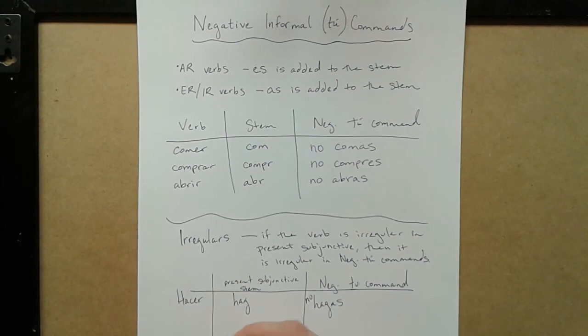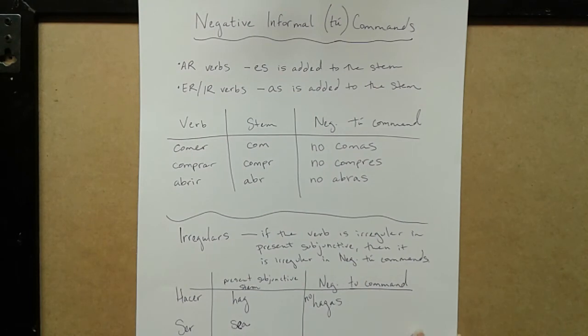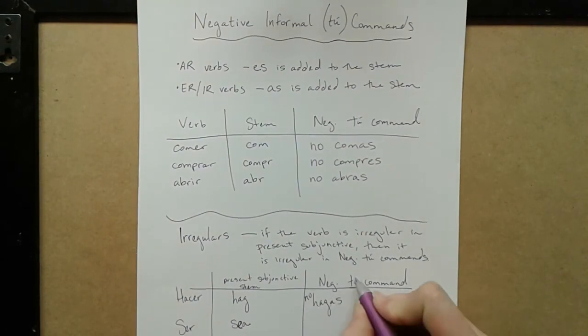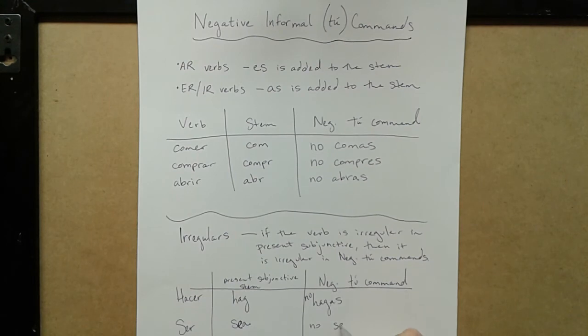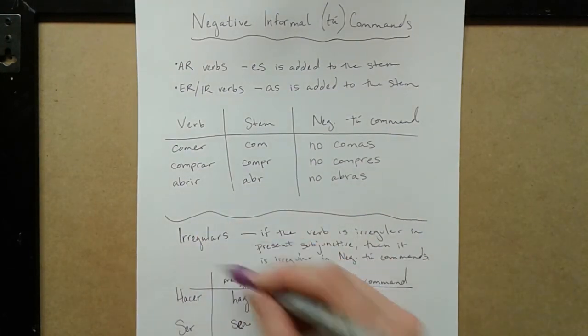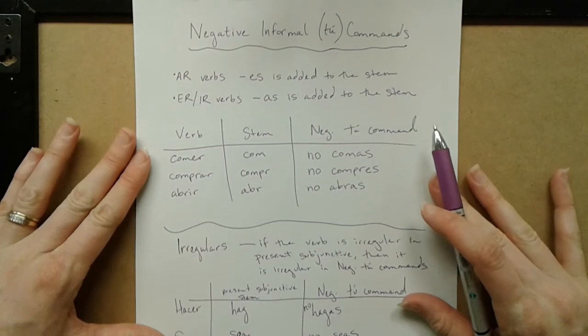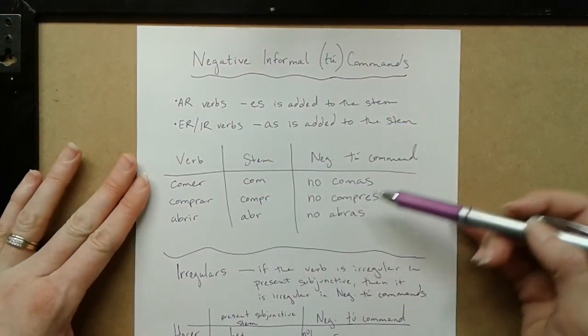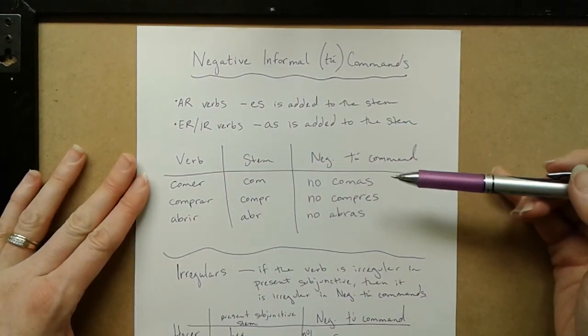Alright. Another verb would be ser. Sea is how it would be in present subjunctive. And to make it a tú command, no seas. Don't be. So an example of this would be like, no seas malo. Don't be bad. Or no seas así. Don't be like that. So this is just a quick look at what some irregulars look like. But for the most part, you're going to be dealing with regular verbs in the negative informal commands.